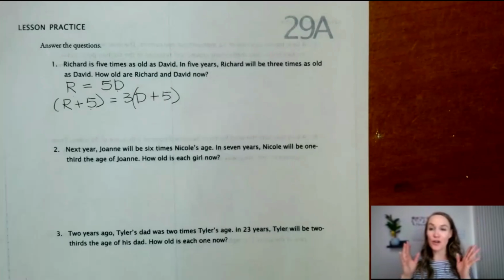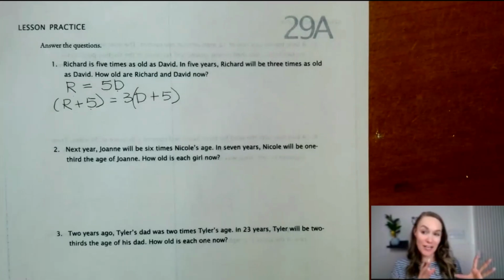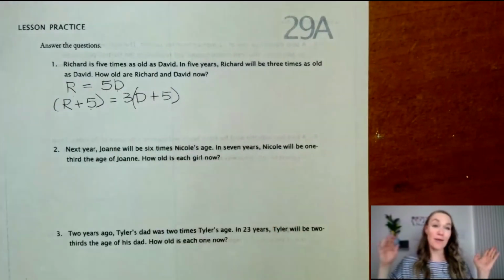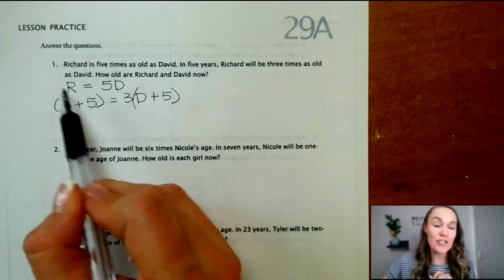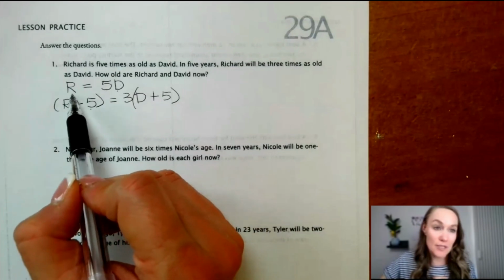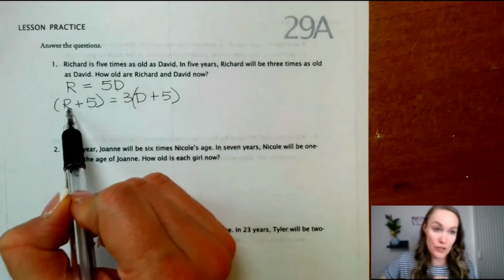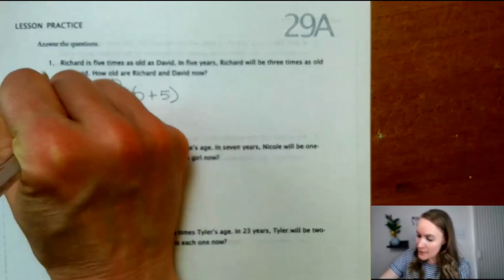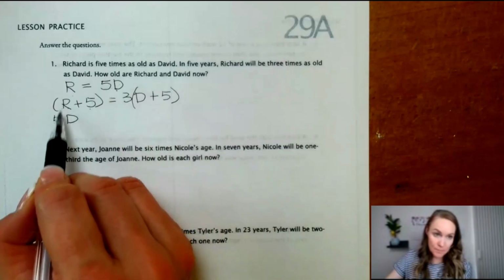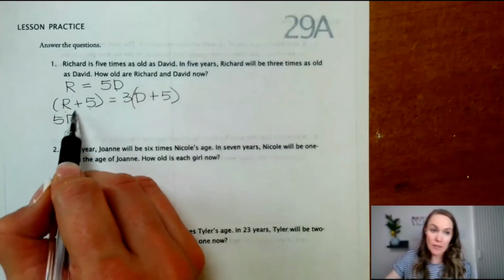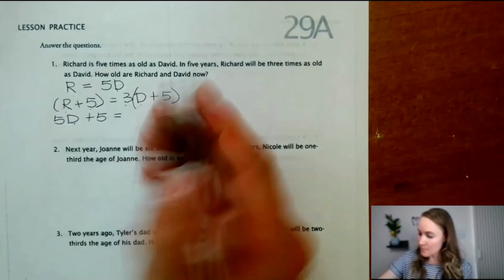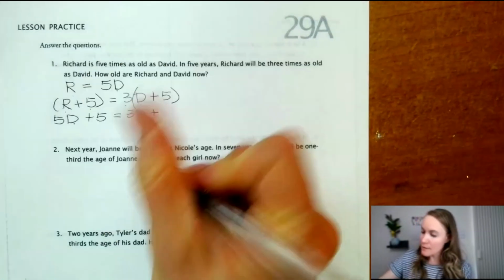So how many equations do we have and how many unknowns do we have? I have 2 unknowns and I have 2 equations, so I'm ready. My first equation is already in the format where I can just substitute in. So I'm going to substitute 5D in for Richard. Remember, I'm just rewriting this equation, but I'm subbing this in for this one. So I'm not going to write R, I'm going to write 5D plus 5 equals 3D plus 15.